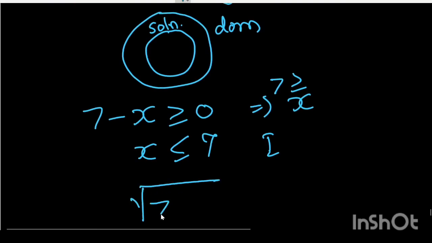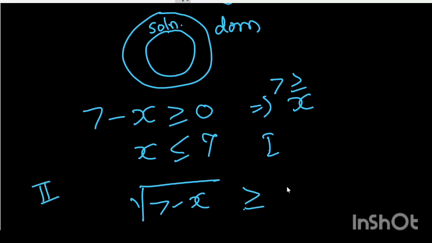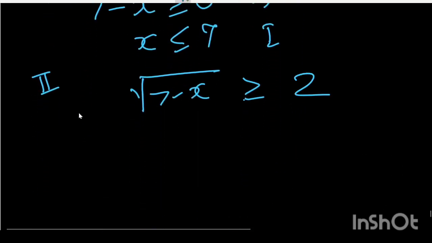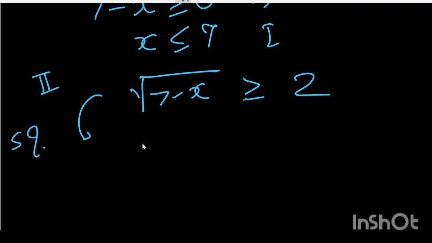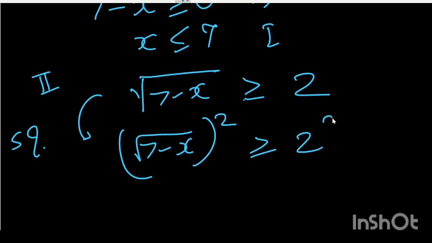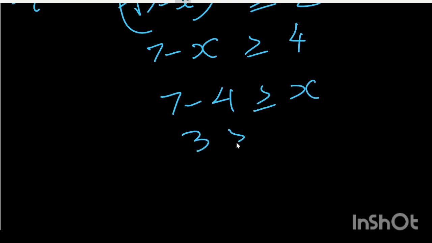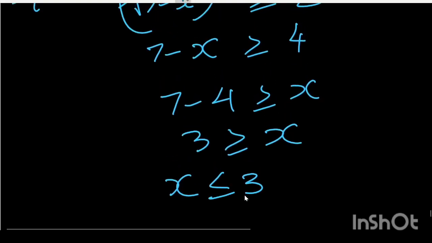So root 7 minus x, in the second step, after calculating the domain, 7 minus x greater than or equal to 2, we will square both sides, guys. This squaring will remove the under root, which will give 7 minus x greater than or equal to 4. So in the next step, 7 minus 4 greater than or equal to x, 3 greater than or equal to x, x less than or equal to 3.